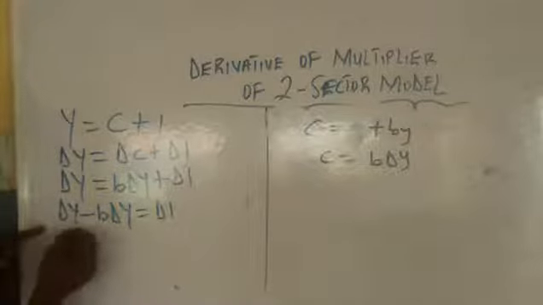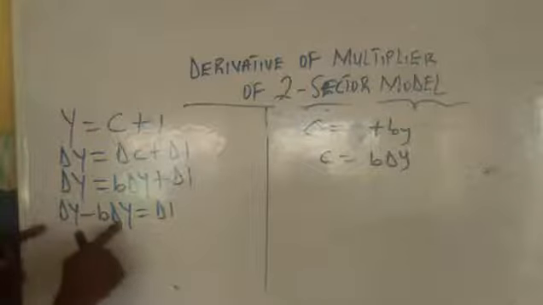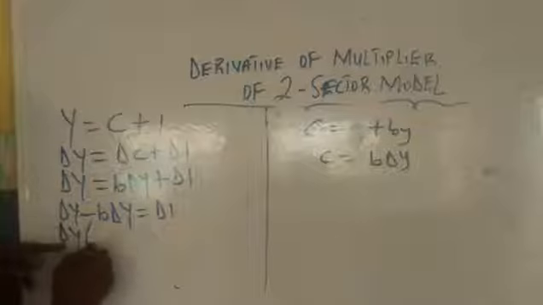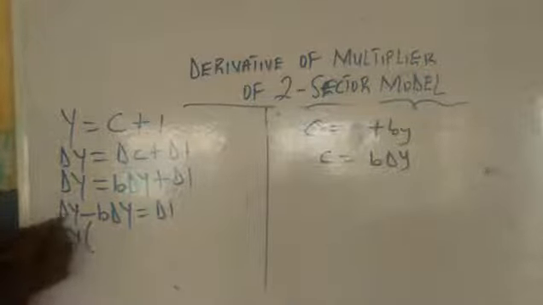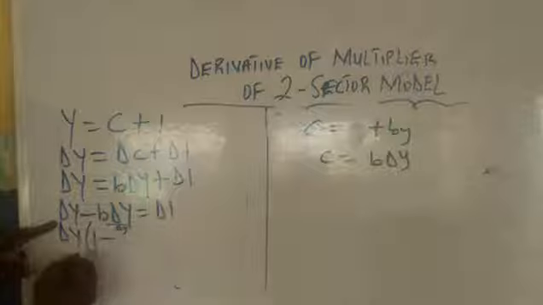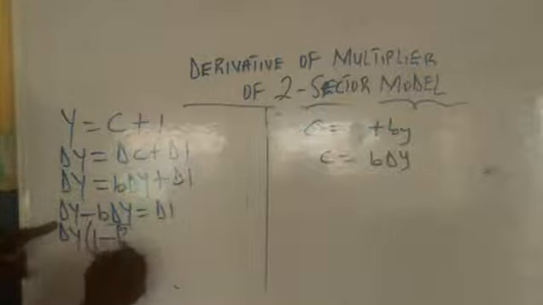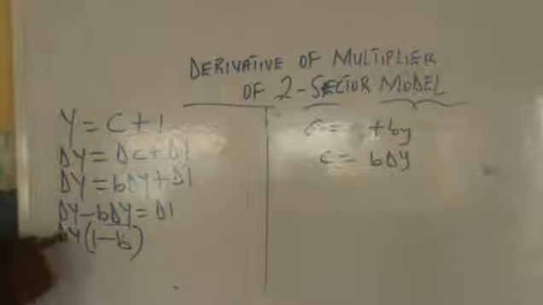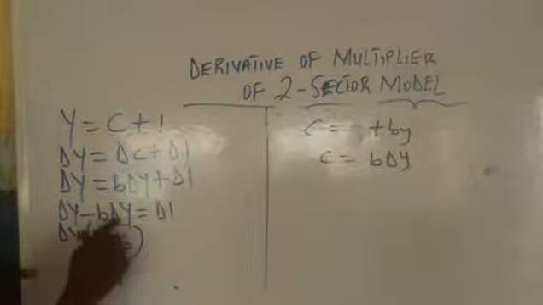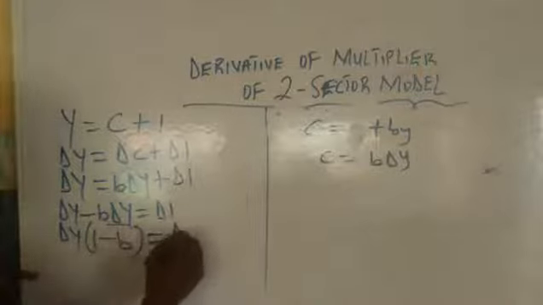Having done this, we can factor out change in Y, because change in Y is here and also here. What is common between these two values is change in Y. So let's take change in Y, bracket. If you divide change in Y by change in Y, it will be 1. Then put the minus back. B change in Y divided by change in Y, this will cancel out, and we are going to have only B left. That's why we have 1 minus B. Now we can put our equal sign, change in investment.